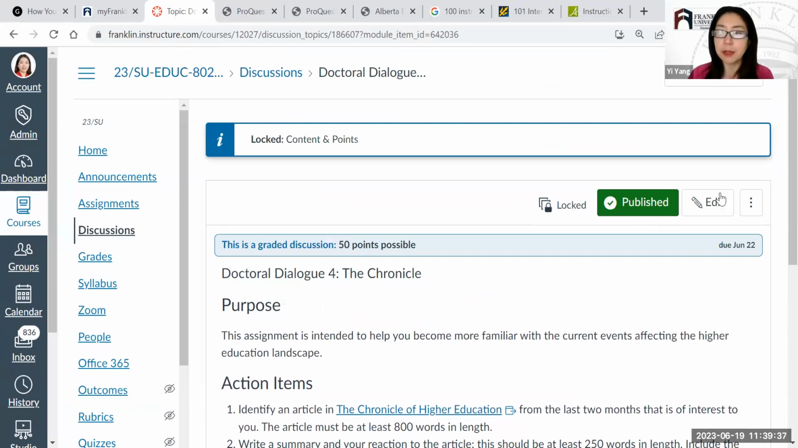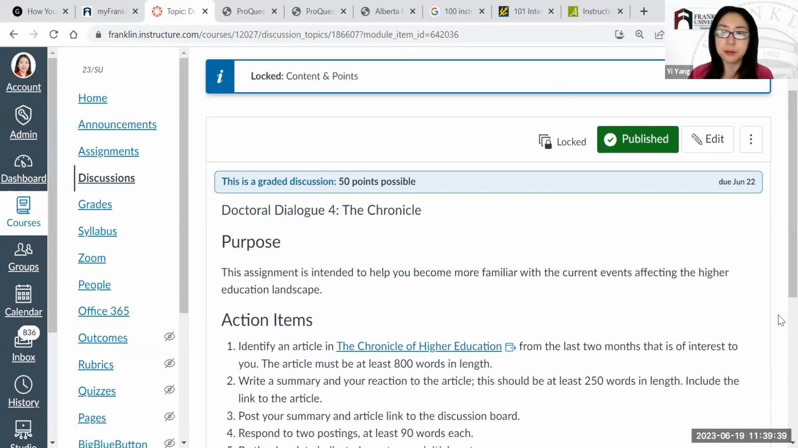This assignment is for you to become familiar with the current events affecting the higher education landscape. What are the issues in higher education? What are some policy changes? What are the trends happening in higher ed? Get yourself familiar with what is affecting higher ed.